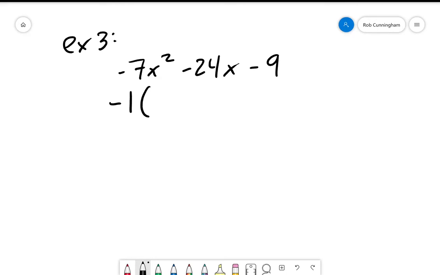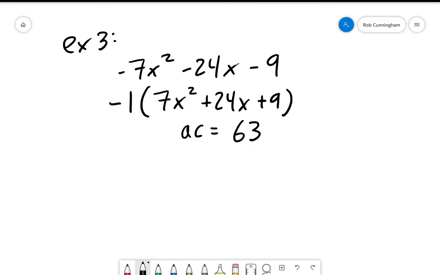So I'm going to call this negative 1 times 7x squared plus 24x, because again, negative 24x divided by negative 1 is positive 24x. Negative 9 divided by negative 1 is positive 9. Lovely. Okay, so now we're going to deal with the trinomial in the parentheses. A times C is 7 times 9, which is 63. I need 2 numbers now that multiply to make positive 63 and add up to make positive 24.